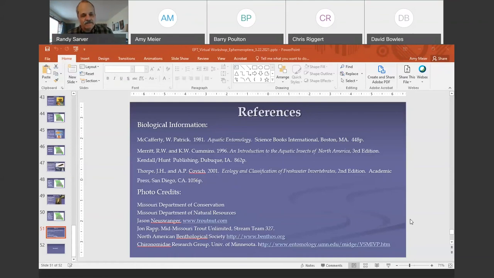So all in all, I'd say most mayflies probably take a year to develop. So one generation per year.